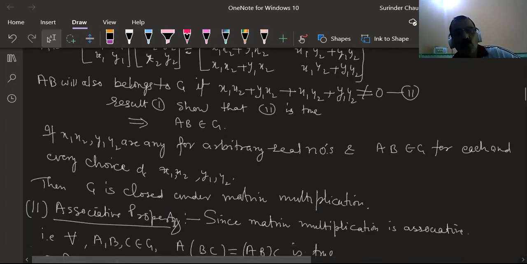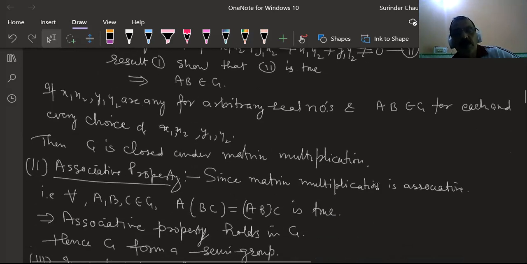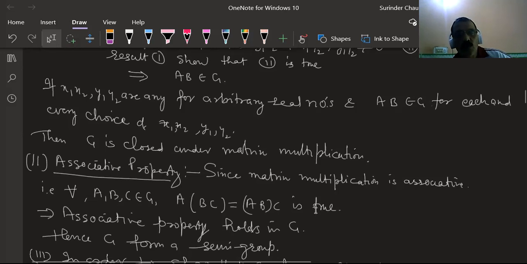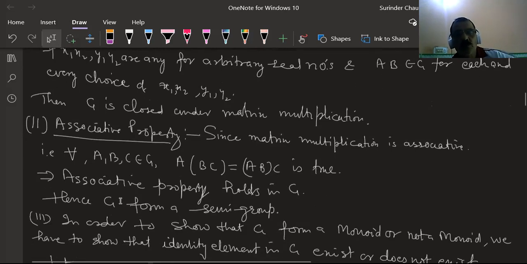Next is the associative property. Since matrix multiplication is always associative, that is, for all A, B, C belonging to G, A into B into C is equal to AB into C. This is true. We have proved it in the earlier class, so this will be applicable to all the examples. Therefore, this implies the associative property holds for G, and G with the binary composition of matrix multiplication forms a semigroup.